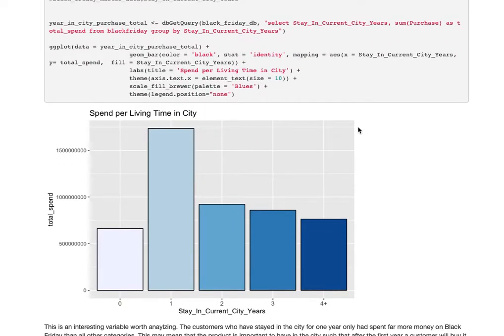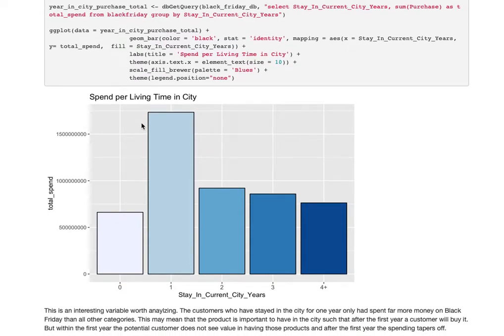And then I wanted to look at the time in city and who was spending more if they lived in the city for less than a year, for 2 years, for 4+ years. And it turns out that if you live in the city for 1 year, those customers were buying a lot more than everyone else on average.